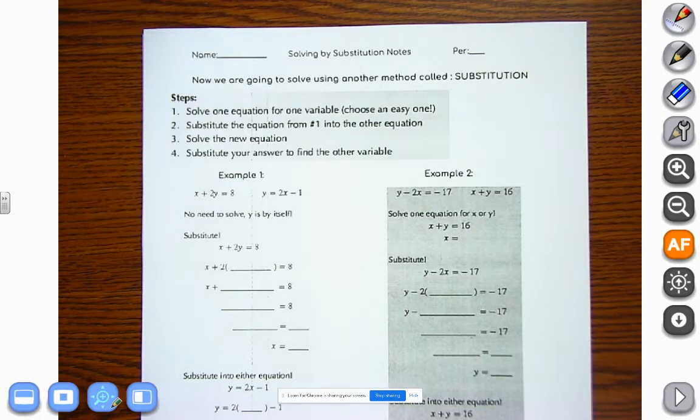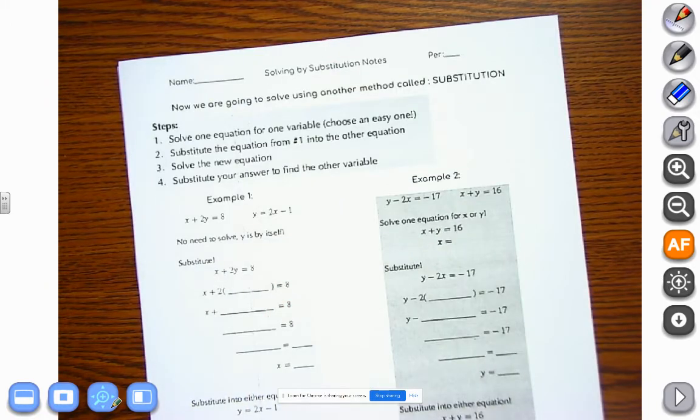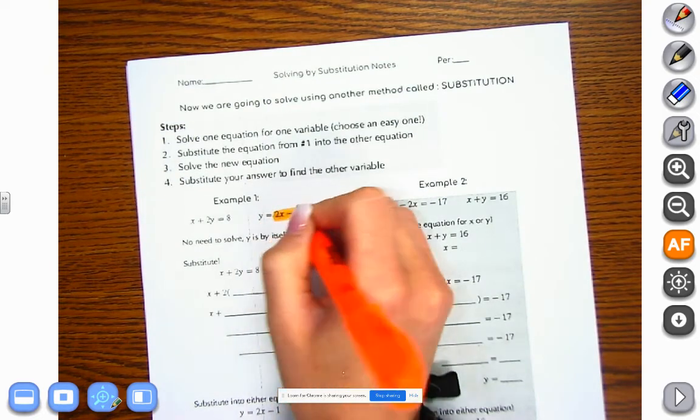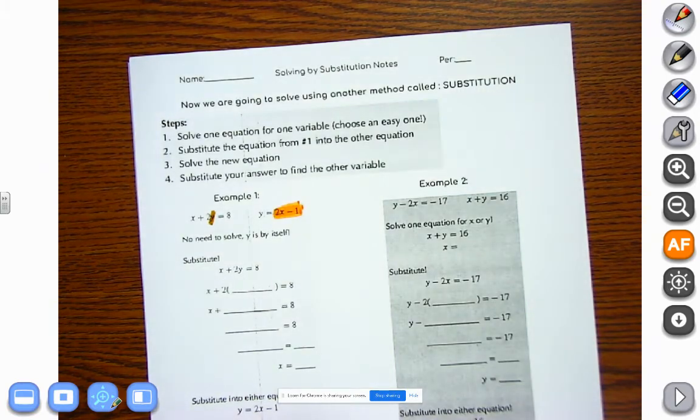So we're going to solve one equation for one variable. So basically you need to get something by itself. If you look at example 1 below, y is already by itself. So we're just going to substitute the y in this equation with this whole y, okay? So y equals 2x minus 1. So this 2x minus 1, we can substitute the y in here with in order to solve for x, right? And then from there, we would be able to solve for y by plugging that x back in.